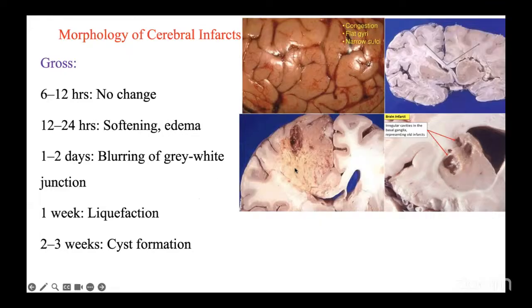Then after 1 week, there will be some liquefaction happening due to liquefactive necrosis. This cavity formation will be there. And in 2 to 3 weeks, irregular cavities will form, irregular cavity-like areas, which form this old infarct.